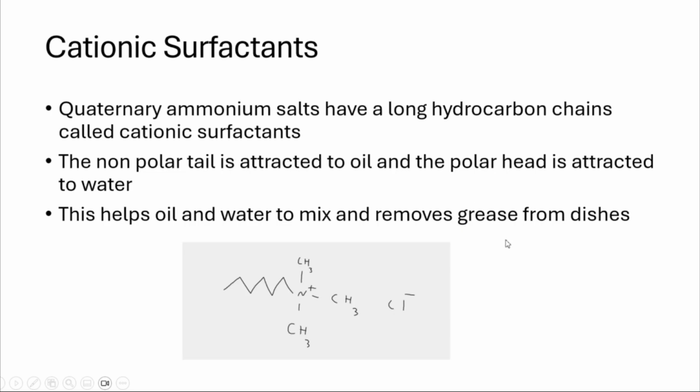Cationic surfactants. So quaternary ammonium salts have long hydrocarbon chains, called cationic surfactants. The non-polar tail is attracted to oil and the polar head is attracted to water, like phospholipids. This helps oil and water to mix and remove grease from dishes. So it has this kind of structure here. You see the salt there, so you got the Cl minus, you got the N plus here. The N plus head is attracted to water as it's polar, and this carbon tail, similar to a fatty acid, is going to be non-polar, so it's going to be attracted to oil. So that's going to cause an emulsion effect and help it mix together.